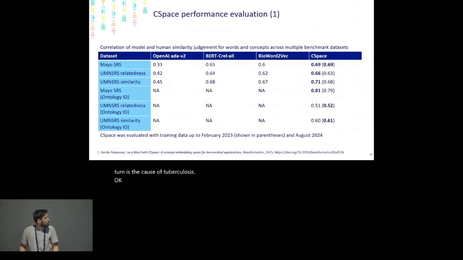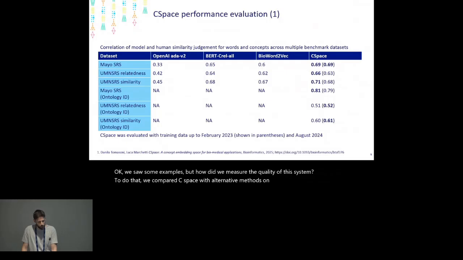Okay, we saw some examples, but how did we measure the quality of this system? To do that, we compared CSpace with alternative methods on 3 standard and widely recognized datasets for concept similarity, manually rated by medical experts, and found that CSpace has a better alignment with human similarity judgment with respect to all the others.